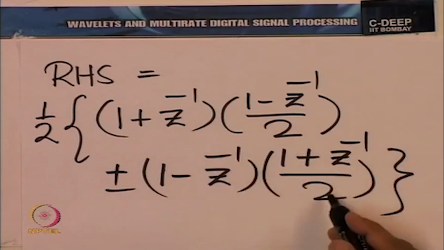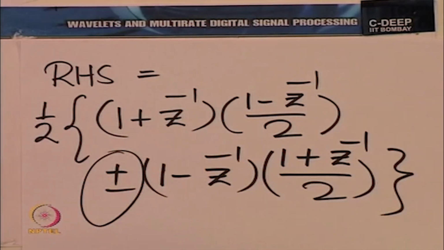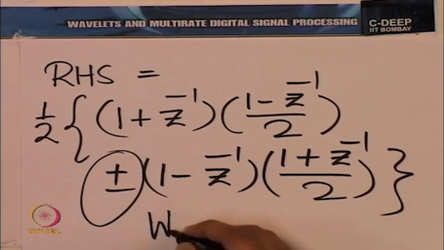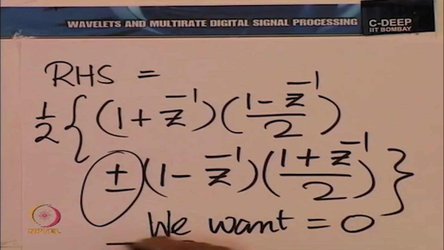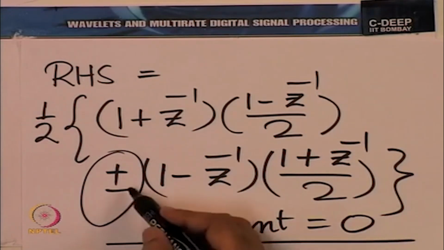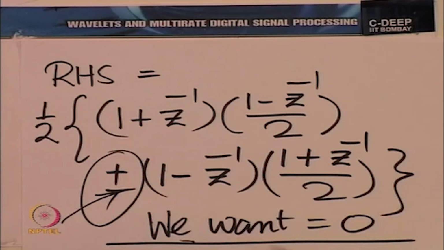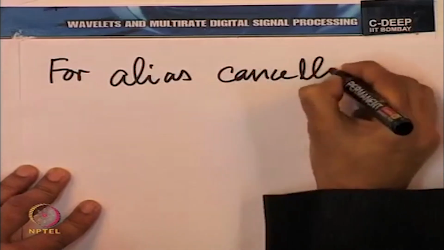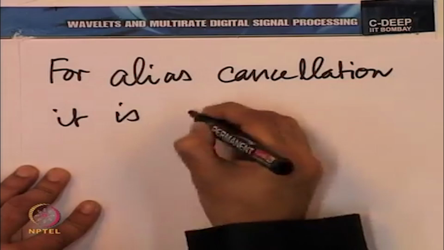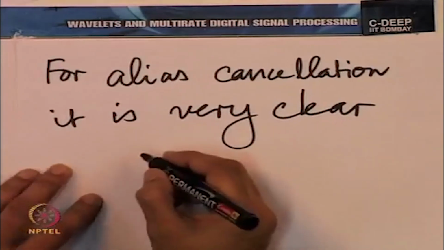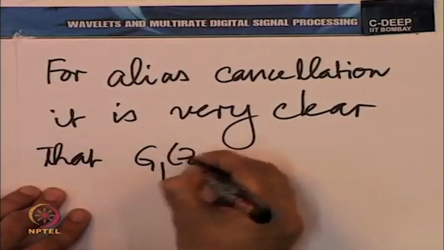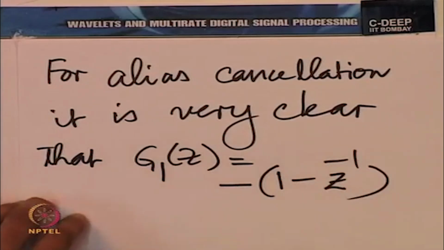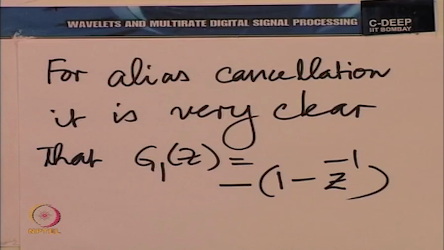Now, when you look at this carefully, you notice why we want this ambiguity there. We want this to become 0. And therefore, it is obvious that the minus sign should be chosen. The plus sign will not give us a 0. So, for alias cancellation, it is very clear that G 1 z must be equal to minus 1 minus z inverse and not plus. So, therefore, now let us freeze our G 0, G 1, H 0 and H 1 for the Haar case.